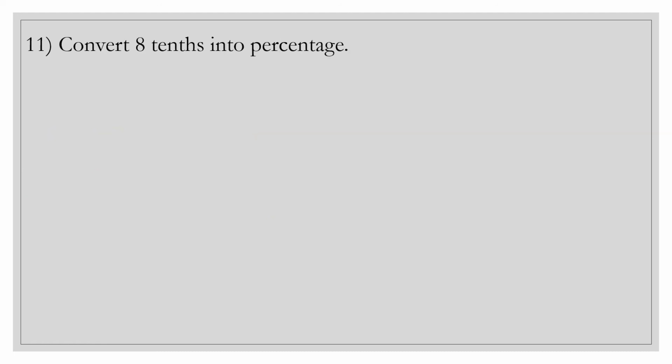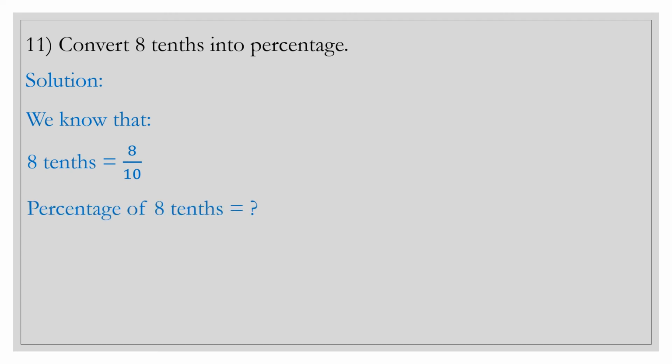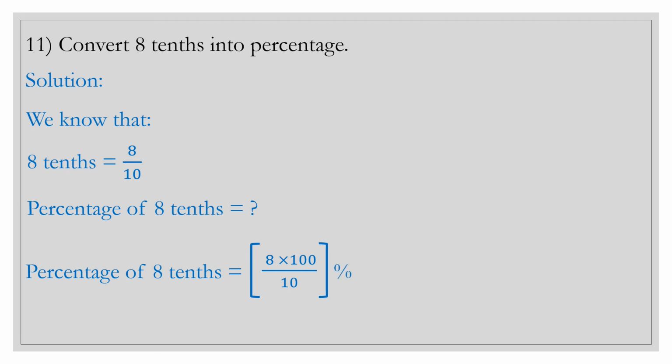Let us solve one more question. Question number 11. Convert 8/10 into percentage. We know that 8/10 is equal to 8 upon 10, and percentage of 8/10 we have to find out. So the percentage of 8/10 is equal to, write down 8 upon 10 multiply by 100 in bracket and put the percentage symbol.